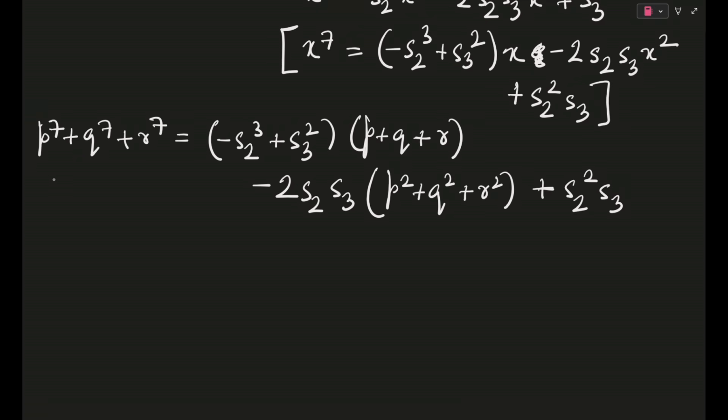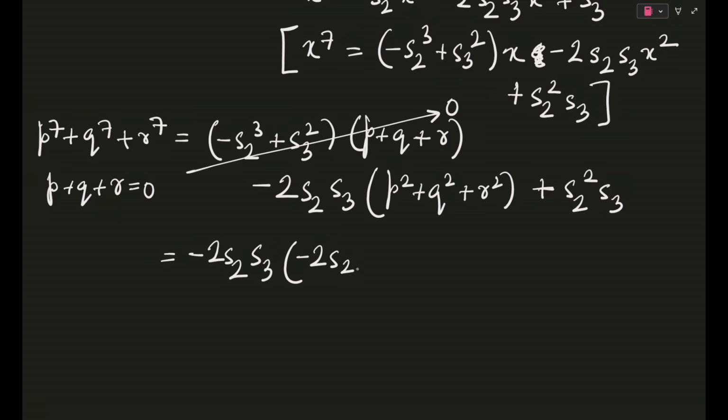So actually, if you see, our p, q, r were taken to be a minus b, b minus c, and c minus a. So basically, p plus q plus r is equal to 0. So actually, this whole term goes to 0. Pretty interesting, right? And if you see, this thing would come out to be minus 2 s3, and this is p squared plus q squared plus r squared, which is actually minus 2 s2, right? And this becomes 3 s2 square s3.